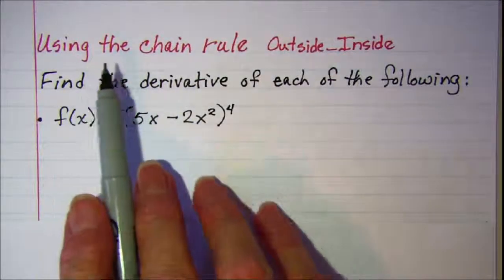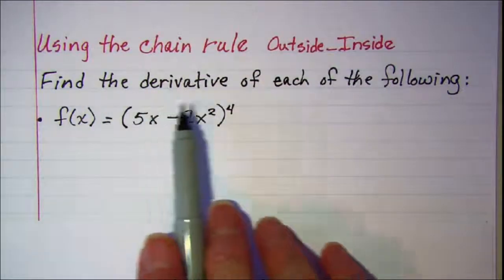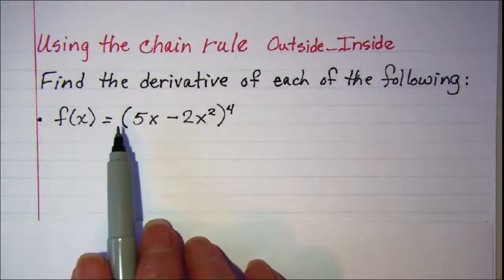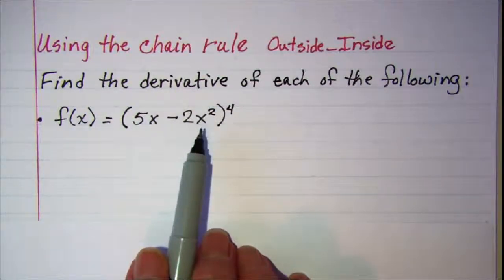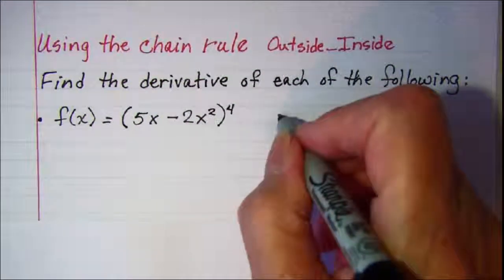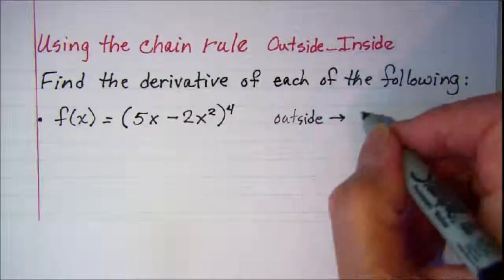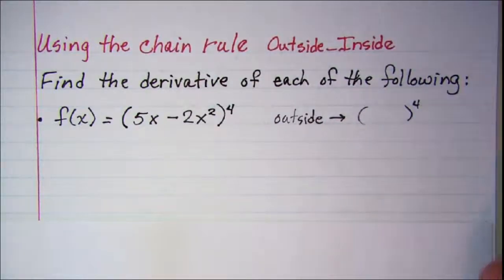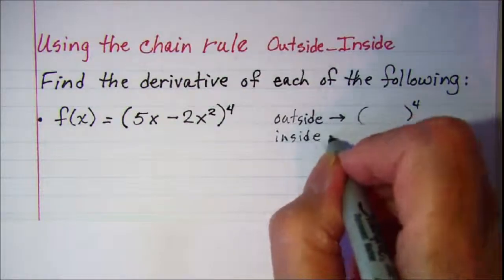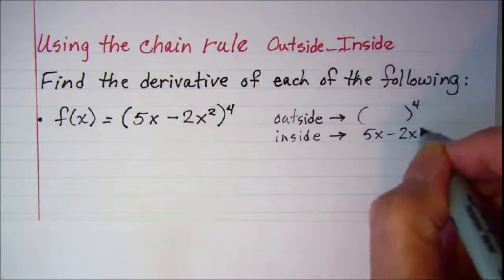In this video, we'll be using the chain rule as the outside-inside rule. We're asked to find the derivative of each of the following, and our first problem is f of x equals 5x minus 2x squared, quantity fourth power. Now our outside part is something raised to the fourth power, and our inside function is 5x minus 2x squared.